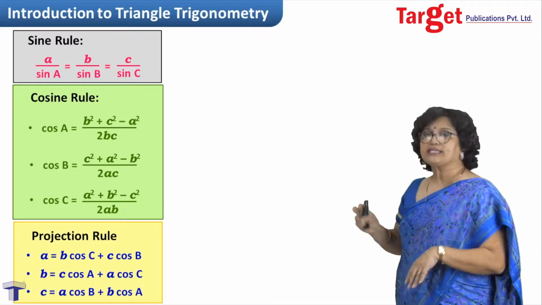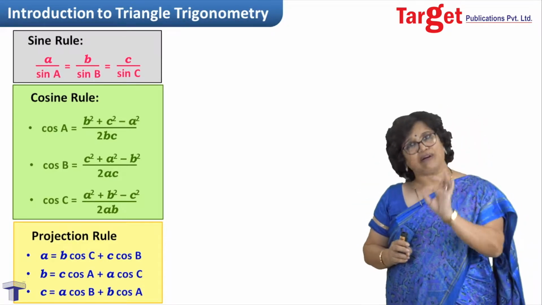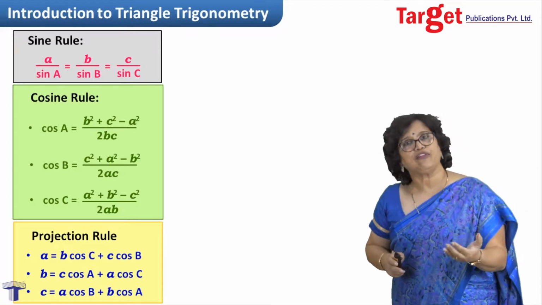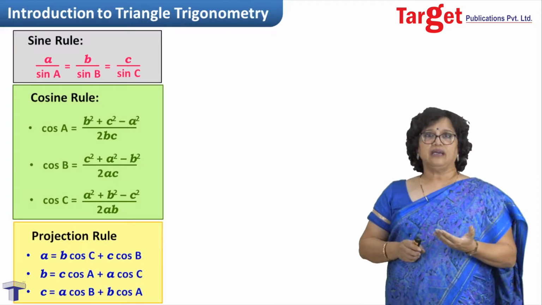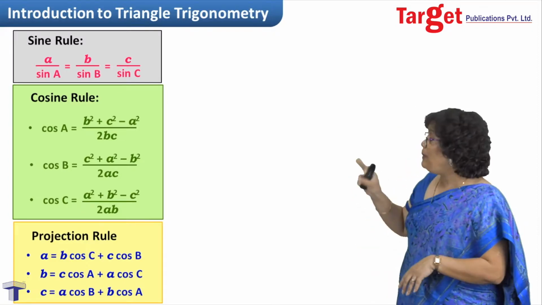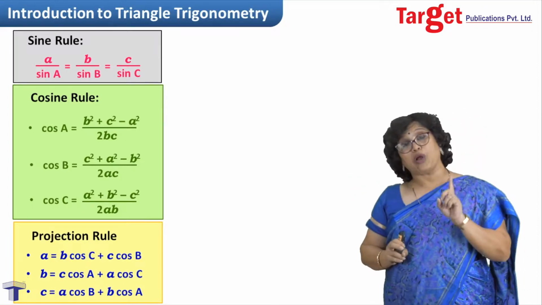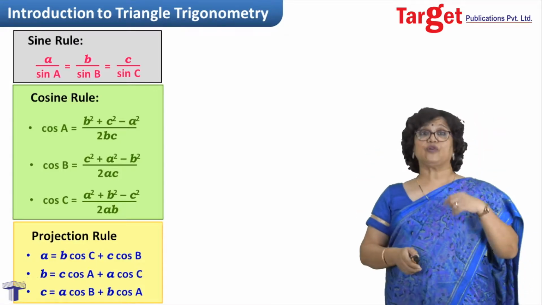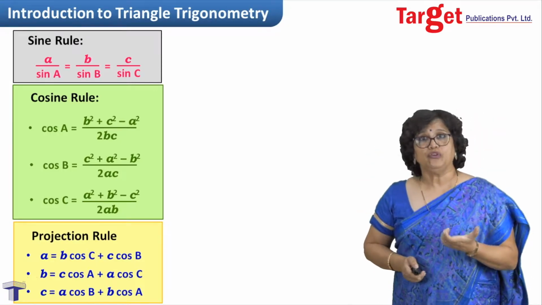Now, a equal to b cos C plus c cos B. If I remember this one, a equal to b cos C plus c cos B, then I will be able to write the formula for small b and small c. I hope you are understanding what I am saying. In b cos C, small b means I am talking about the side length. And when I say c cos B, small c stands for the side length. I hope you followed that.